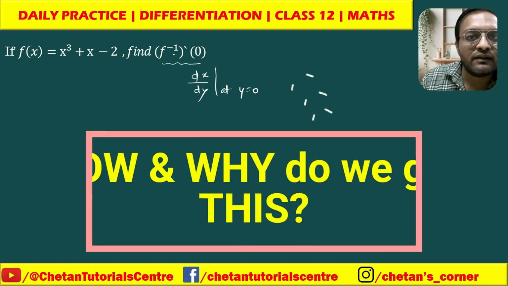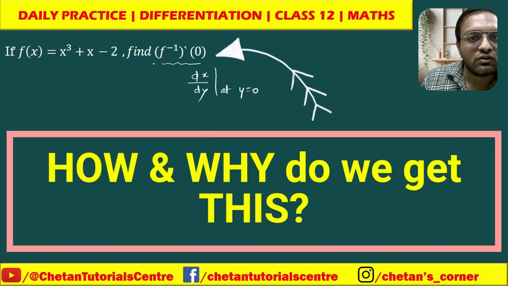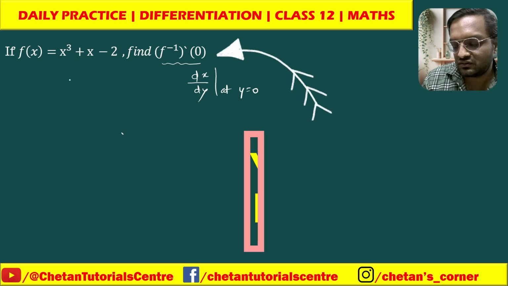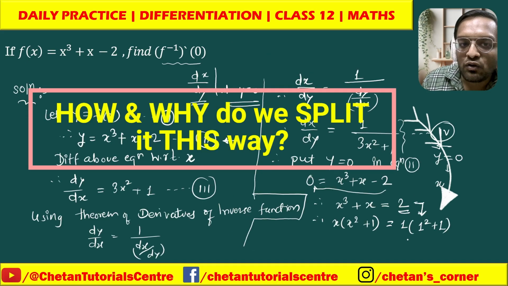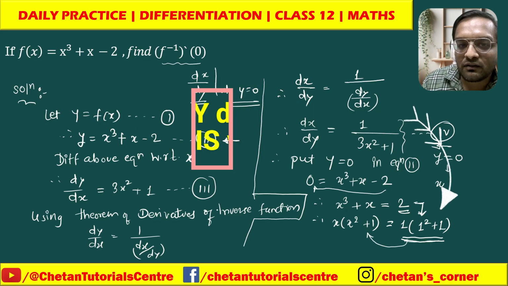We have to find out f inverse dash of 0. How to find this? Let me show you. I hope you have understood how I have split this term. Now, what is the reason behind splitting this term this way? For that, just look at the left hand side of the equation.